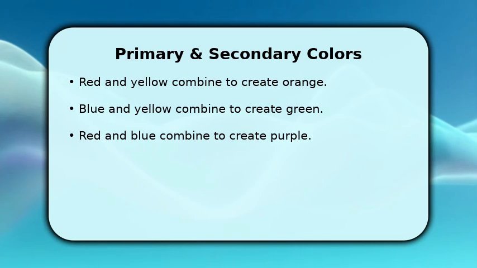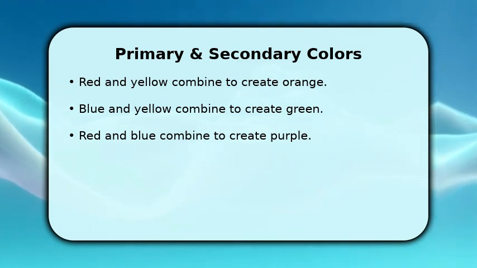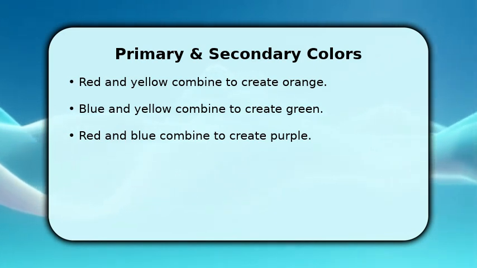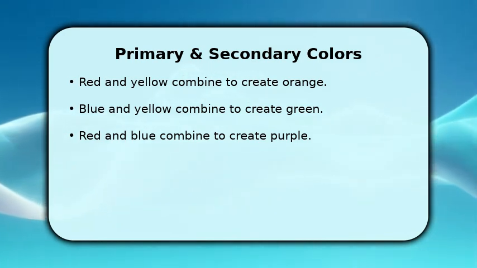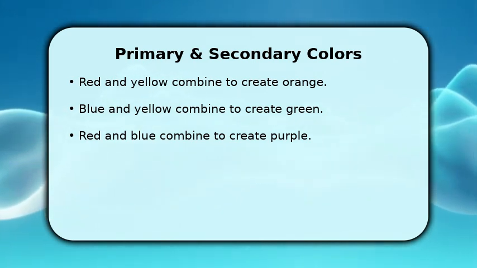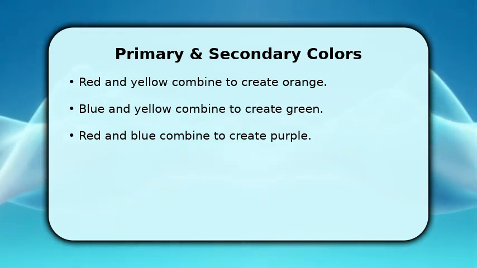Now, let's dive into creating secondary colors. When you mix equal parts of two primary colors, you get a secondary color. For instance, combining red and yellow will give you a vibrant orange. Mixing blue and yellow yields a fresh green. And finally, blending red and blue produces a rich purple. These three secondary colors form the next layer of your color mixing journey.